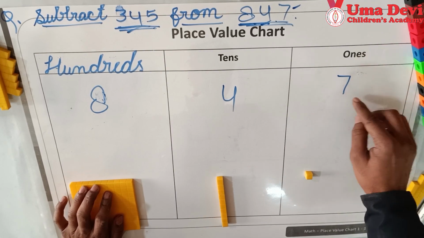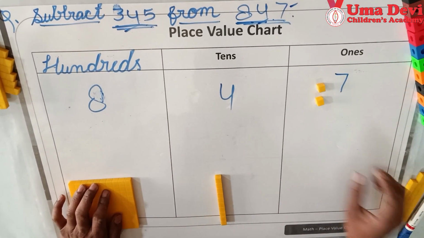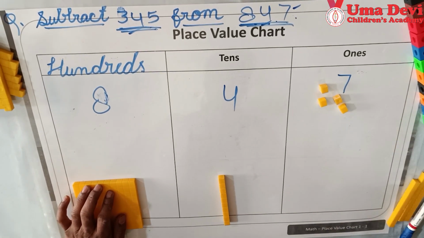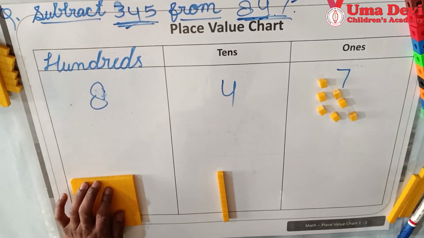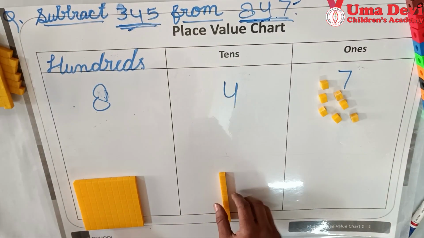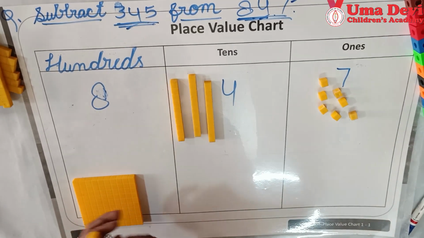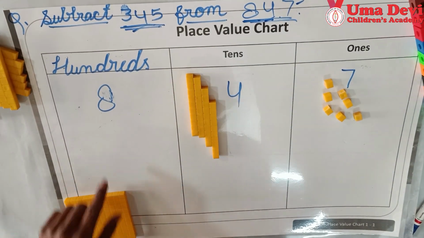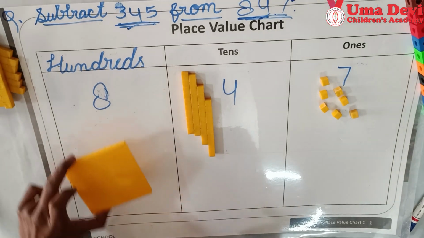In 7 ones, means 7 ones. This is 1 ones and 2 ones and 3 ones and 4, 5, 6 and 7, right? So look here, there are 4 tens. So 1, 2, 3 and 4. 4 tens I have placed here. This is 100, which means 8 hundreds. This is a 100, okay?